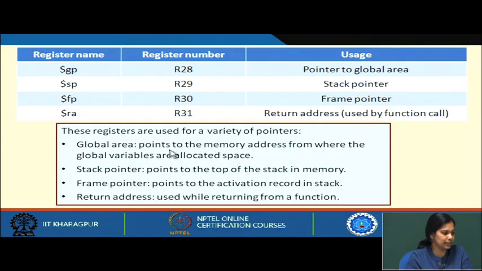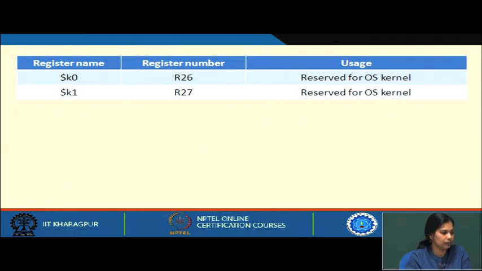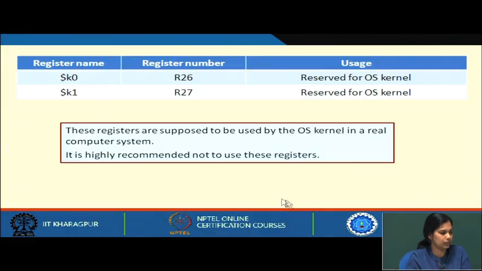The global pointer, as I said, points to the memory location from where the global variables are allocated space. The stack pointer, we know that it points to the top of the stack. A frame pointer points to the activation record in the stack, and the return address is used while returning from a function. We have another pair of registers, K0 and K1, which are reserved for the OS kernel. So, it is highly recommended not to use these registers.